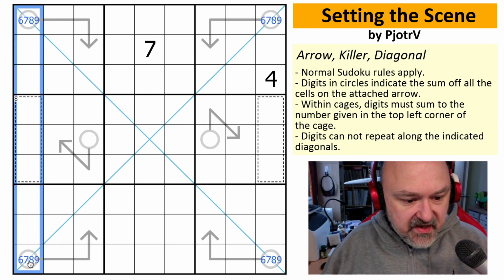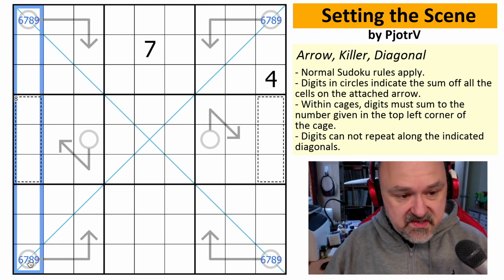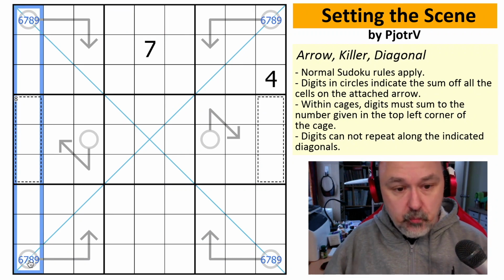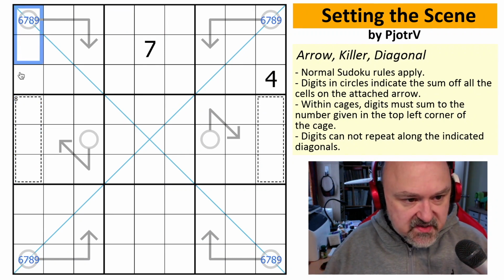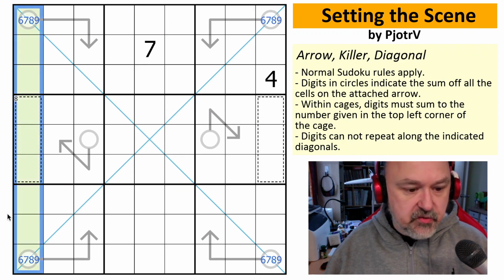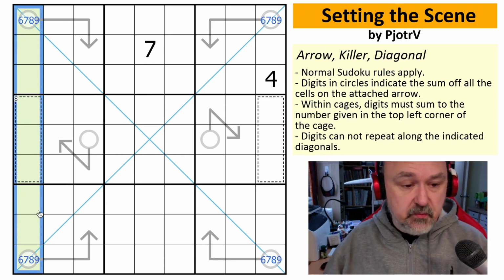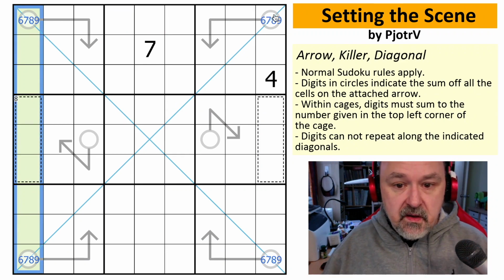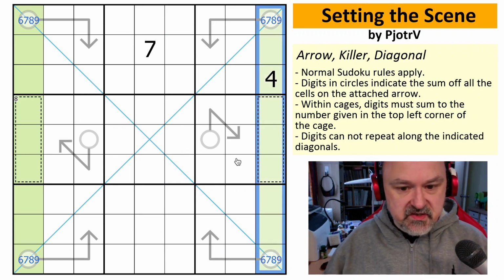We know that in every row, column, and box, the digits 1 to 9 will exist without repetition. We don't know where they're going to be in the finished grid, but we know that there will be 1, 1, 1, 2, 1, 3, 1, 4, 1, 5, etc. So in this column, there is going to be one set of the digits 1 to 9. And by a set, we mean there'll be one of each.